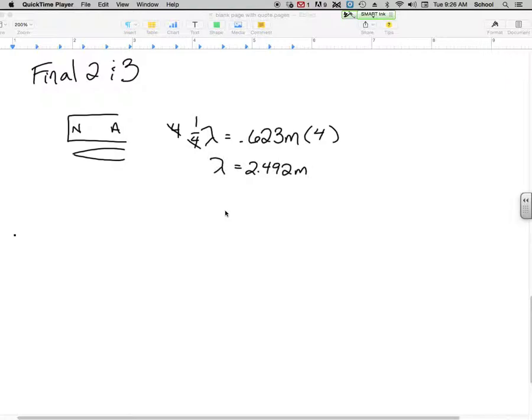Is my wavelength. Now if I'm looking for frequency, again, V equals F lambda. So if I'm looking for the frequency, I'm going to bring the lambda down here. So the V, of course, is always going to be 343 meters per second, and then the lambda we just figured out was 2.492. That gives me 138.